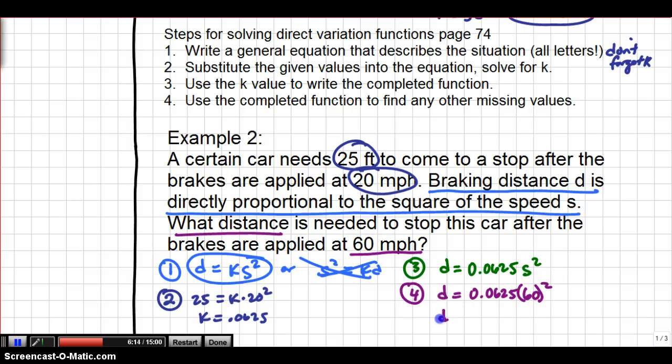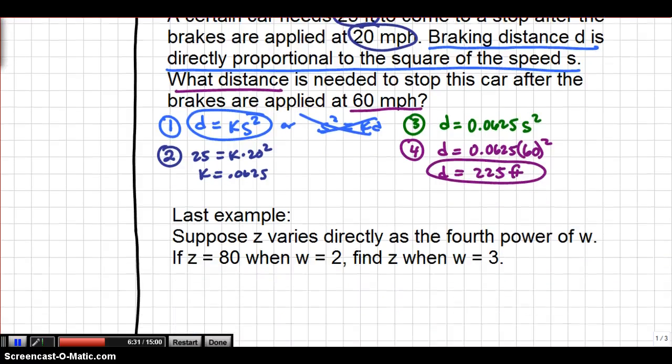And then when you calculate here, I believe you get 225 feet. So if you're traveling 60 miles an hour, you're going to need at least 225 feet to come to a complete stop. Students are not required to number their steps. I simply numbered them here to help students track which step we were on.